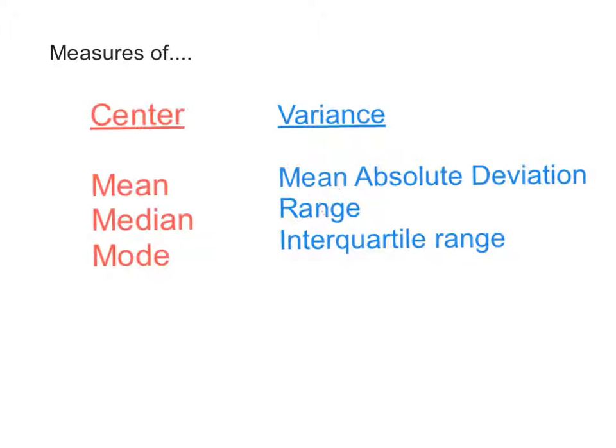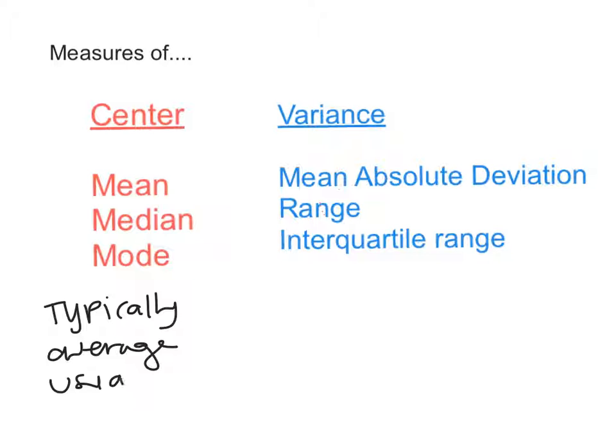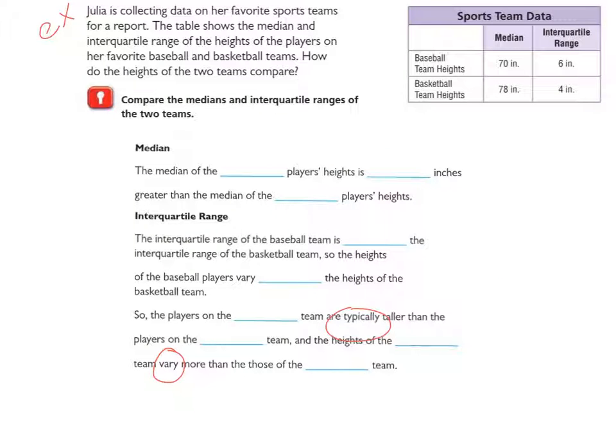When we talk about measures of center, we use words like typically, on average, and usually. Okay? When we're talking measures of variance, we say vary or spread out. So you will use those words today, okay? So let's look at our first example.